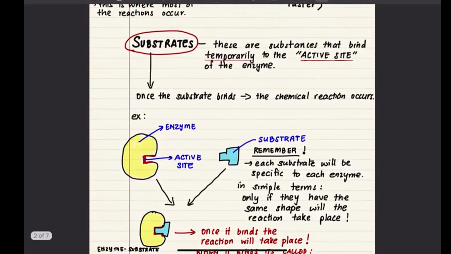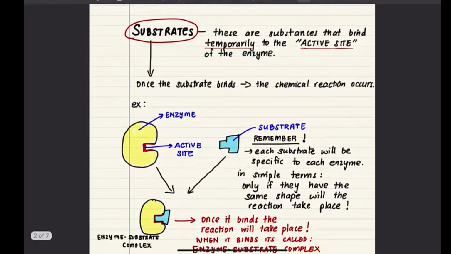And over here, you can see how an enzyme looks. This is how an enzyme looks, and this is the active site. And this is where the substrate's going to bind. And this is how your substrate looks. It has the same shape as the active site.